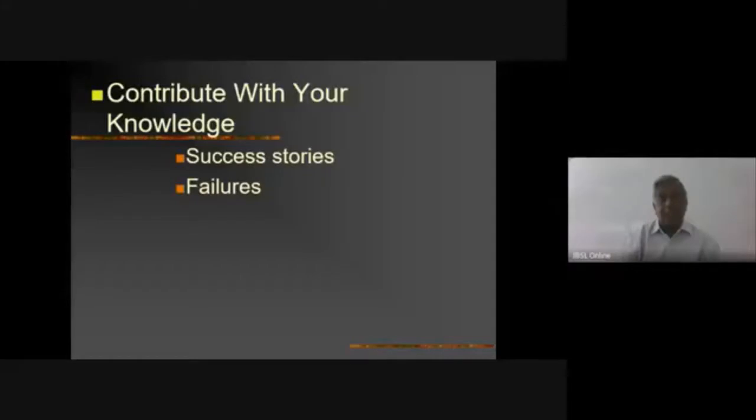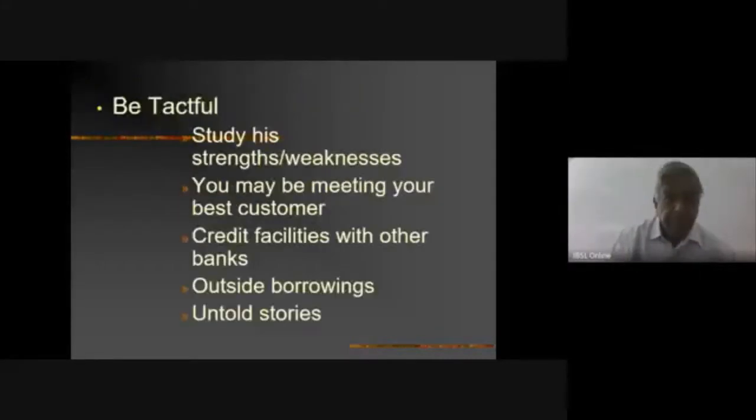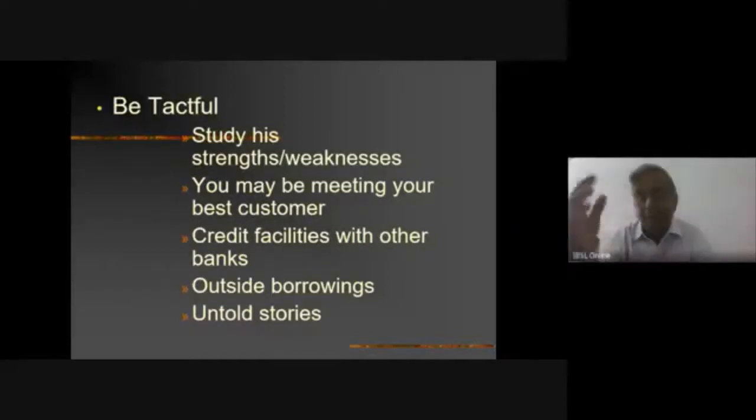Contribute with your knowledge. At the same time, you should be tactful. Study his strengths and weaknesses. This is simple, but it is what you must have: the skill. You must develop the skill as a good credit officer, credit manager. Knowledge as well as interviewing skill.